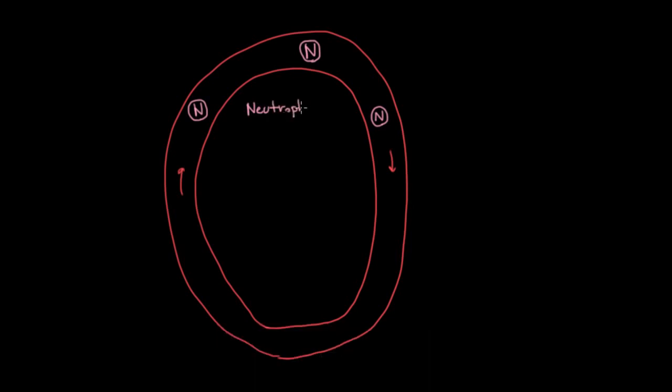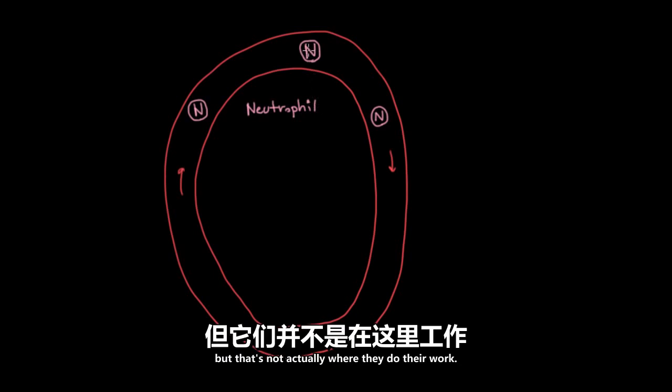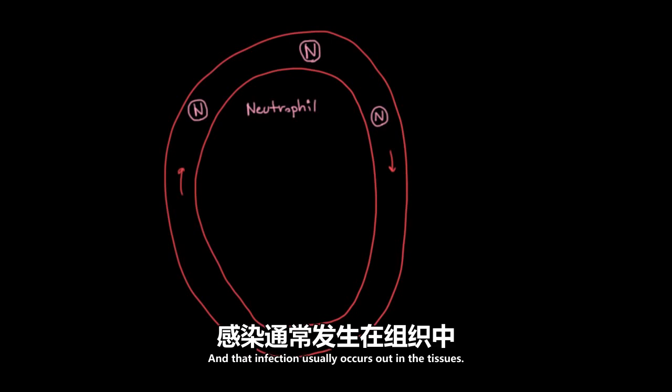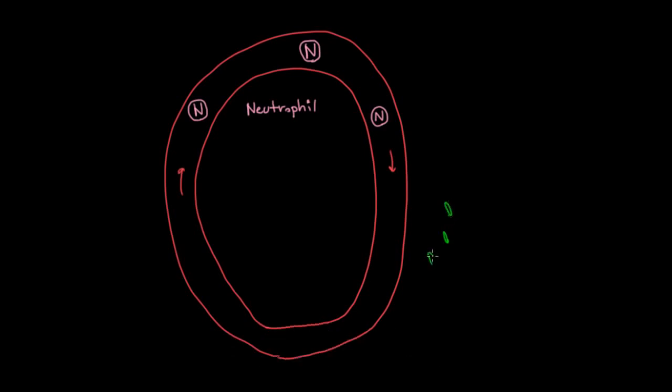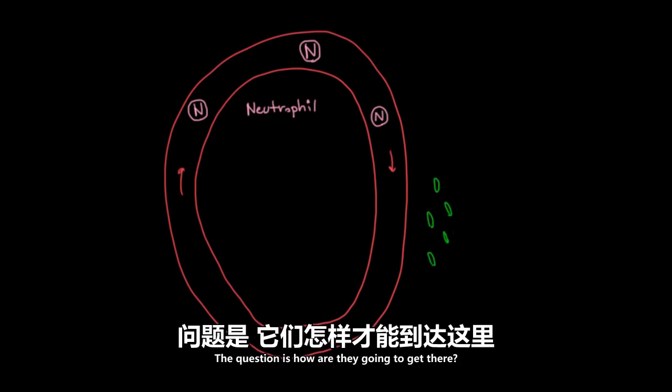Neutrophil. And neutrophils will circulate round and round the blood, but that's not actually where they do their work. They do their work only when there's infection. And that infection usually occurs out in the tissues. So let's say we've got an infection out here, a little bacterial infection. Now the neutrophils are needed, but they're needed out here. So the question is, how are they going to get there?